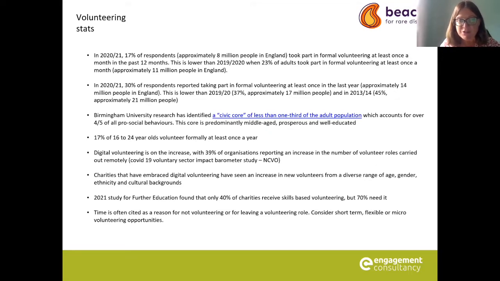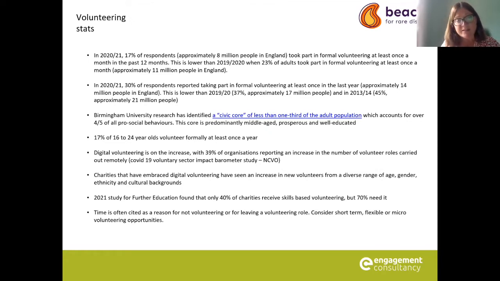So the vast majority of volunteers are found within that civic core, but also the vast majority of all pro-social behaviours. That core is predominantly middle-aged, prosperous and well-educated, and tends to be overrepresented in prosperous areas. Looking at the national picture, 17% of people had taken part in formal volunteering at least once a month in the past 12 months. That's huge, but it's lower than in 2019-2020.